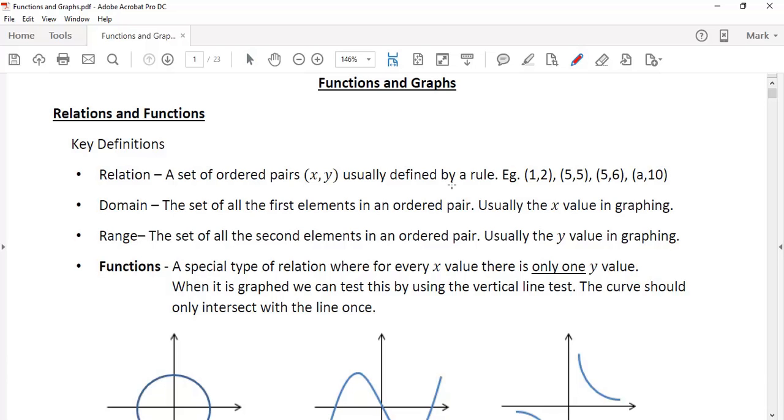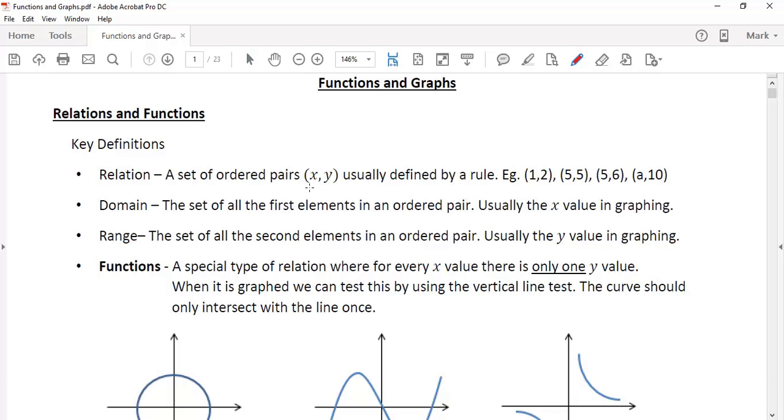Domain and range are two important concepts in this topic. Think of domain as all the possible x values. In a set of coordinates, it's usually the first element, so we'll just say all the x values. And when we think of the range, think of all the possible y values. We'll get more to that later on.